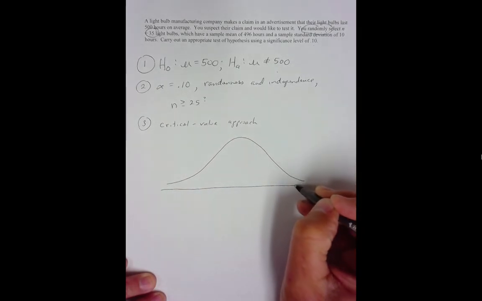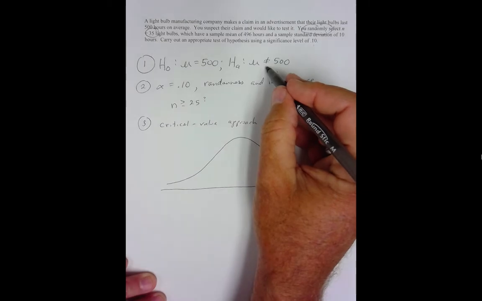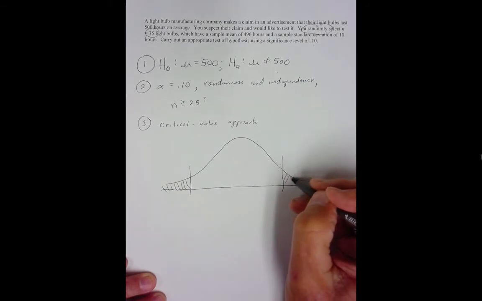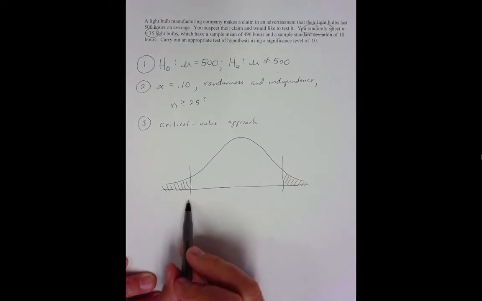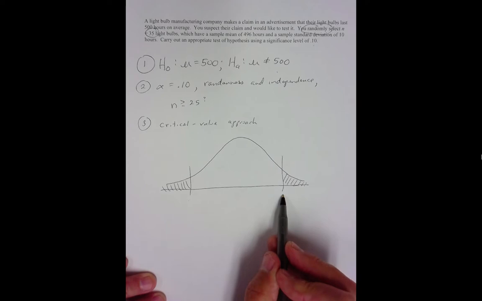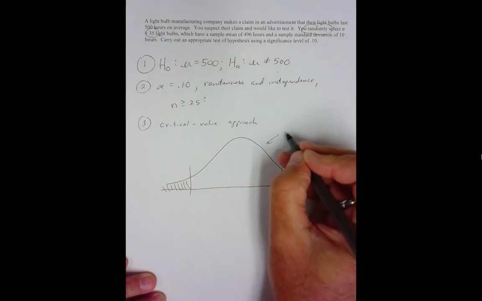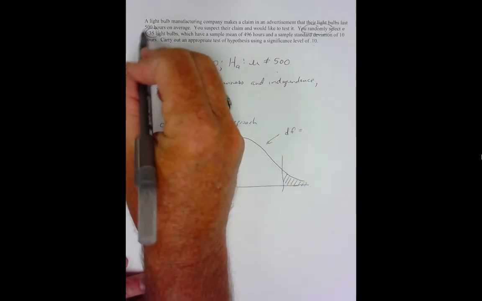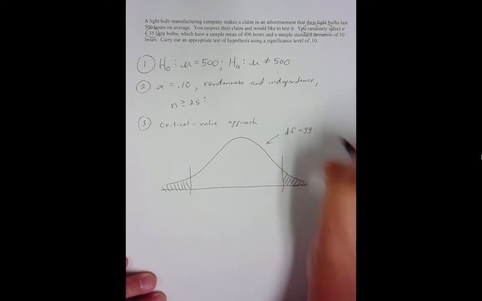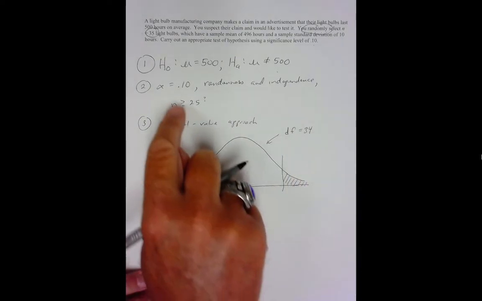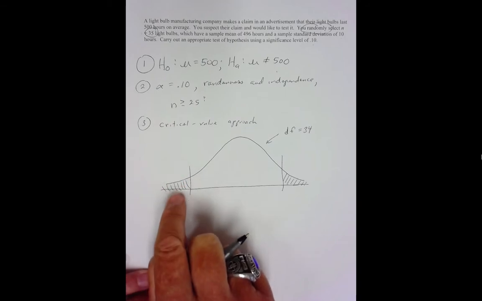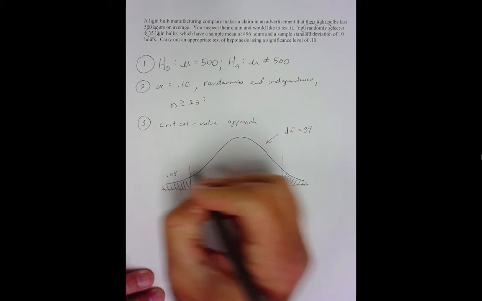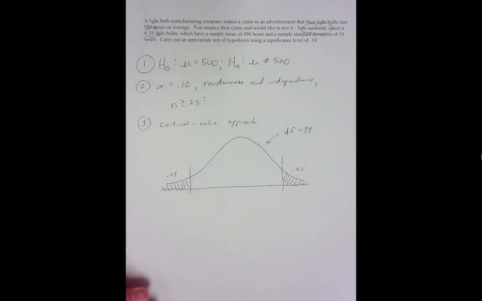Distribution of sample means. Two-tailed test. Find the left bound, find the right bound. Okay? So we have degrees of freedom equal to the sample size minus 1. So we have 35 bulbs, so degrees of freedom 34. We have alpha 0.10, so the sum of these two areas has to be 0.10. So that tells me that this is 0.05 and this is 0.05.